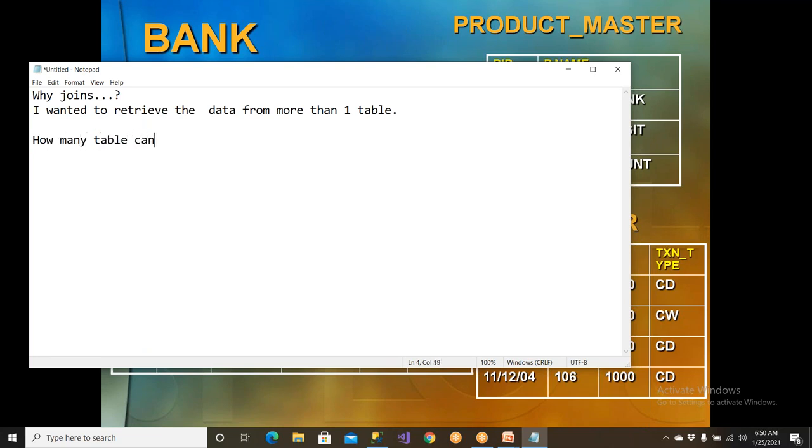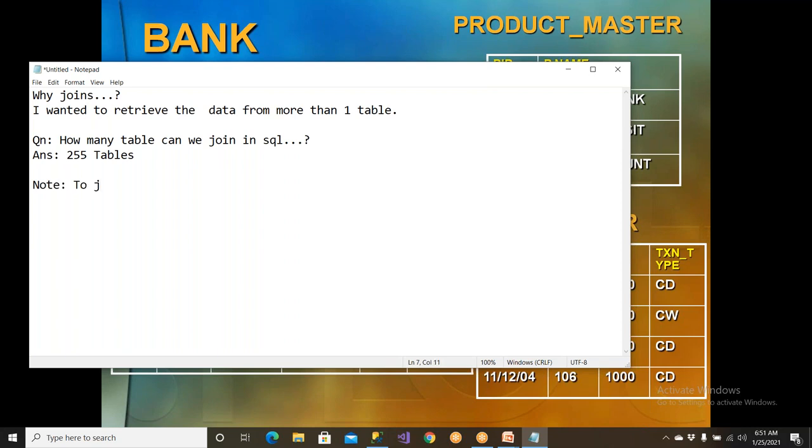How many tables can we join in SQL? Can we join only 2 tables or 3 tables or 5 tables? How many tables can we join? The answer is we can join 255 tables in SQL. Clear? And to join, definitely you need to have a common column.